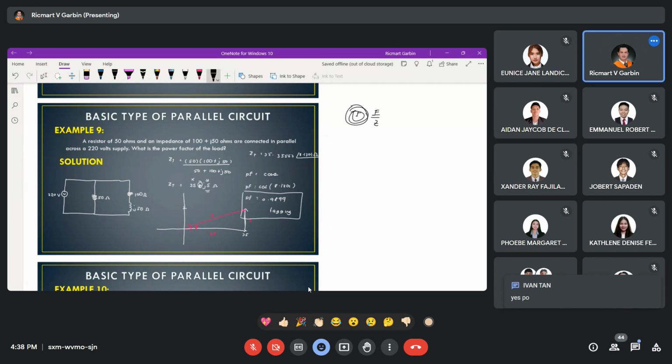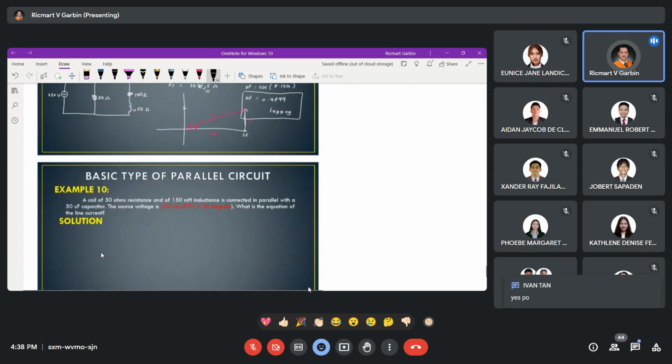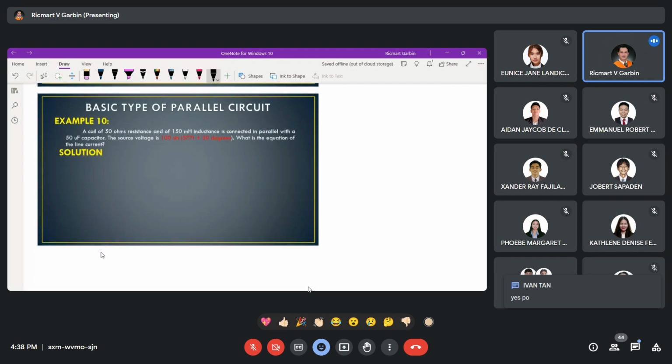Okay. So, try natin tong isa pang example. A coil of 50 ohms resistance and of 150 millihenry inductance is connected in parallel with a 50 microfarad capacitor. The source voltage is 100 sine 377t plus 30 degrees. What is the equation of the line current?